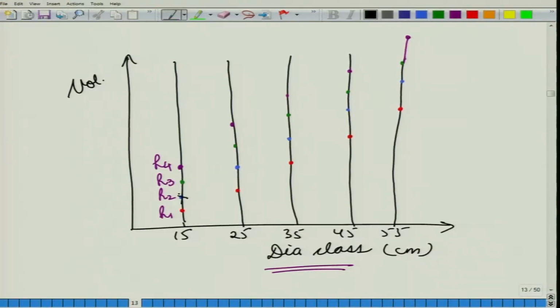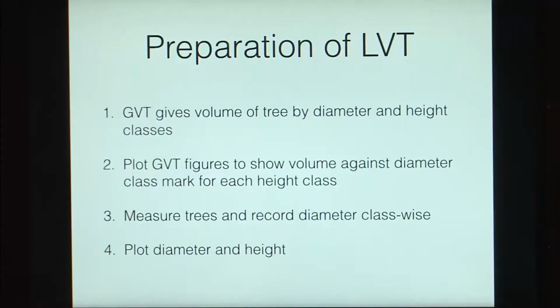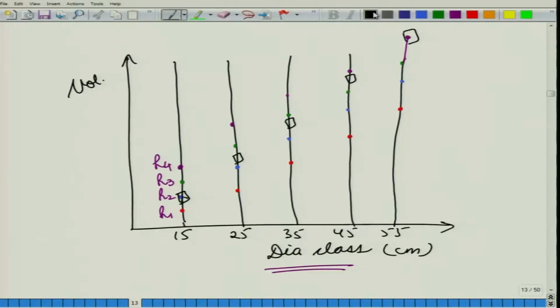So, let us write it as a square. Suppose these are the heights that we get. These are the heights that we have measured from our locality. So, coming back to the slides. Now we are plotting the diameter versus height curve. So, coming back to the tablet now. This was volume and here we have the height.